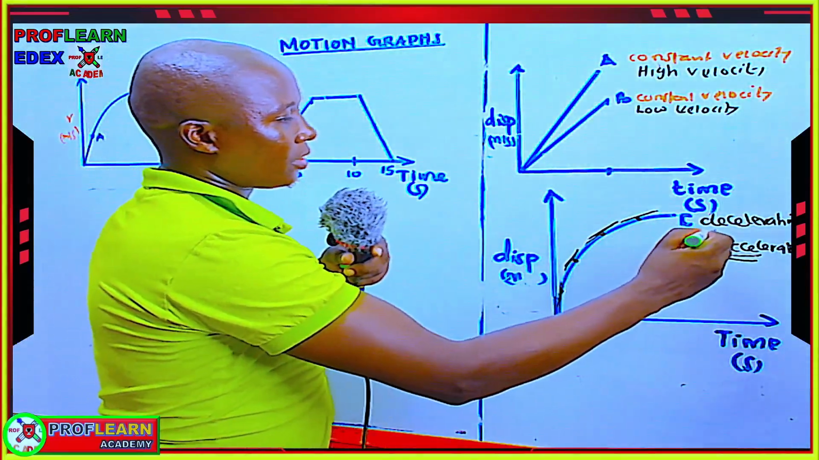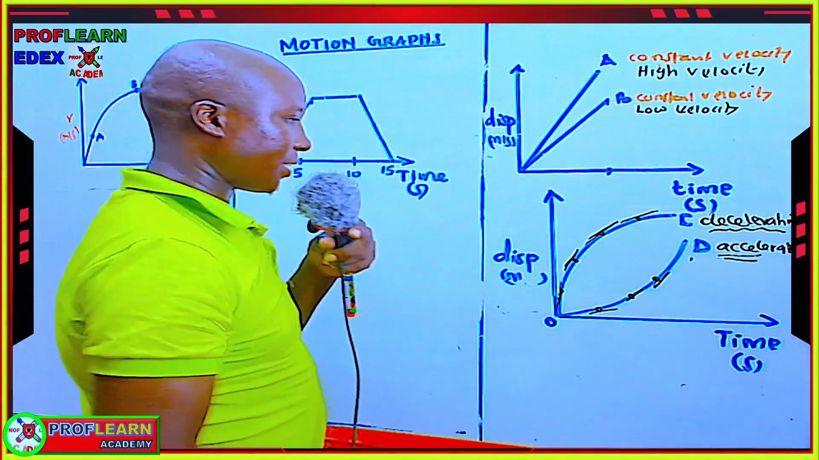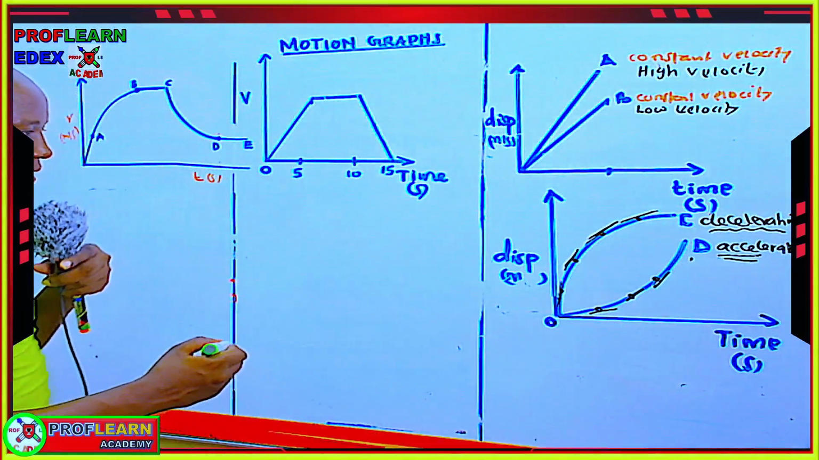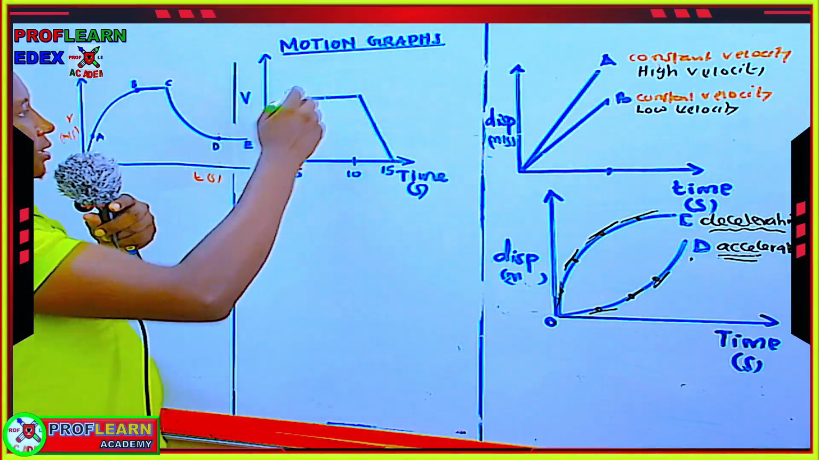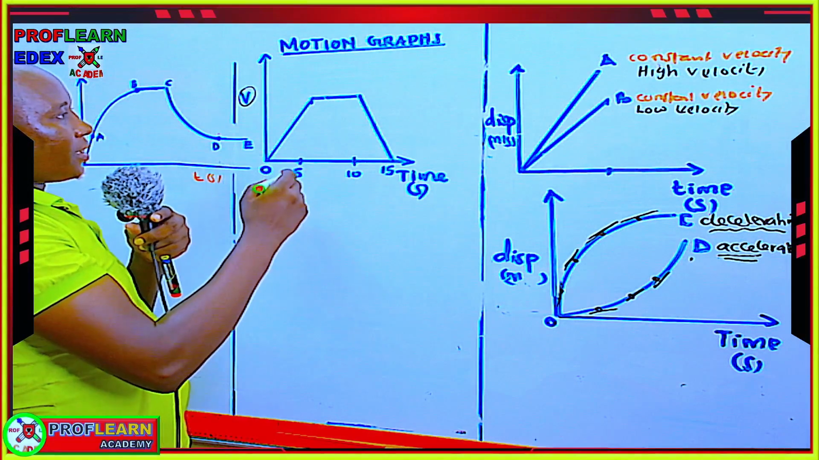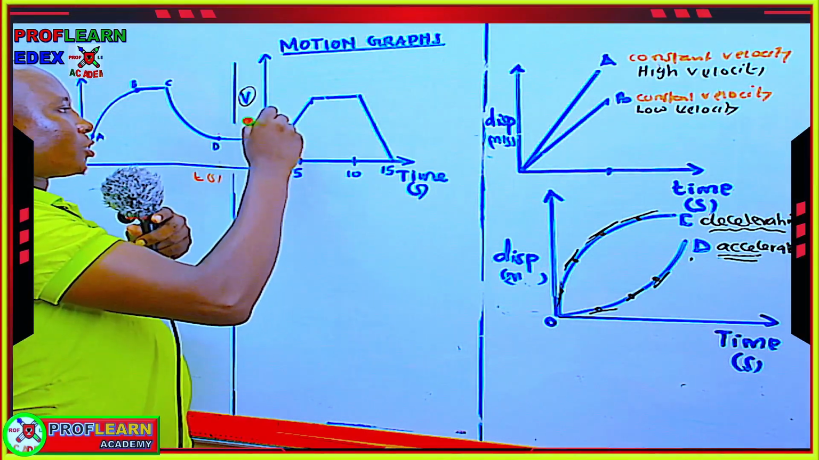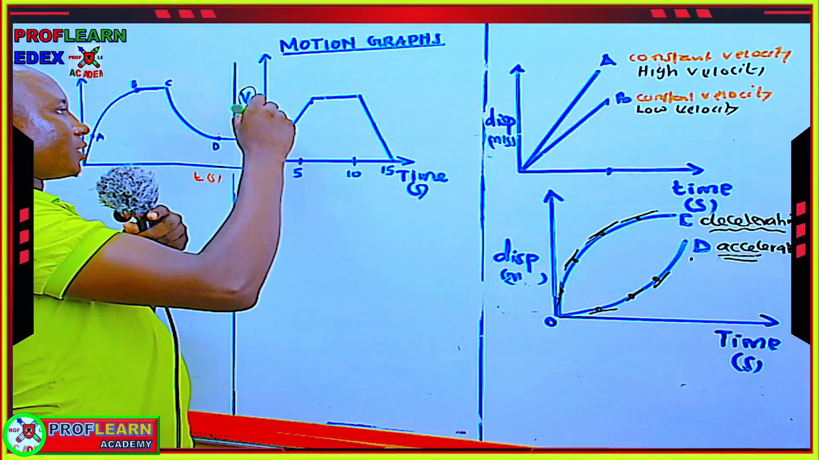Now suppose you are told to work out the total distance covered by the object. We are going to work out the area of this part, the area of this part, then the area of this section, and add all of them together. That is going to be the area under the graph.